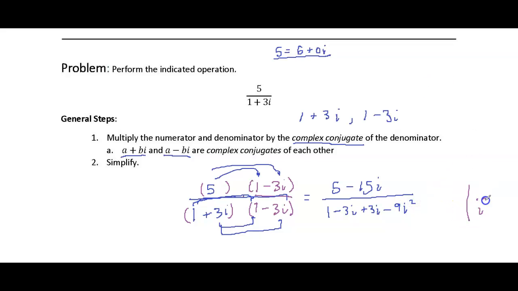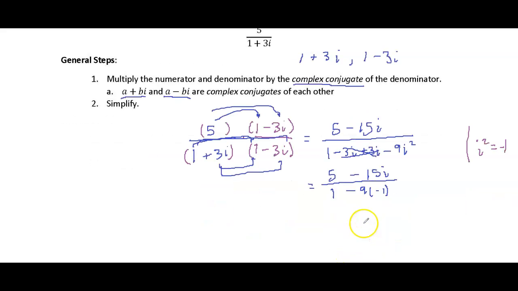Now remember, i squared is negative 1. So let's go ahead and substitute that in and simplify. 5 minus 15i over 1 minus 3i plus 3i. Those two middle terms will cancel out. We end up with minus 9 times negative 1.